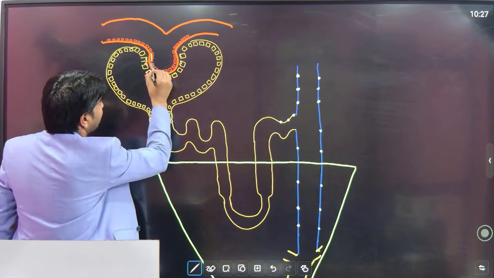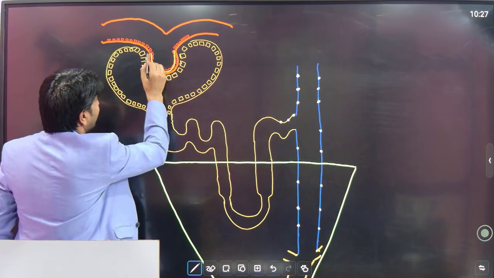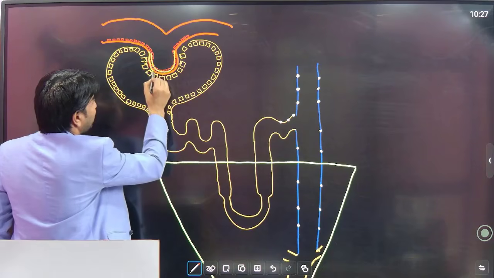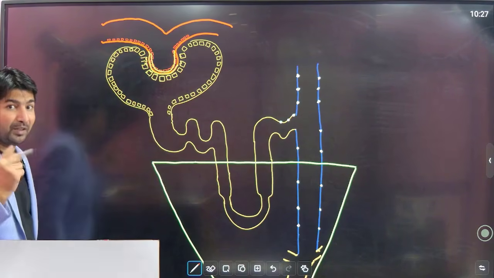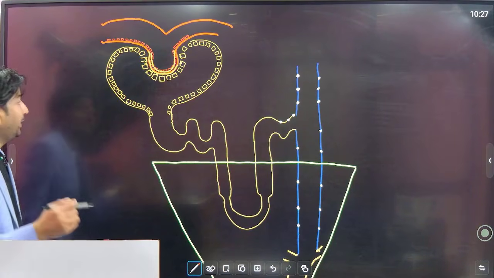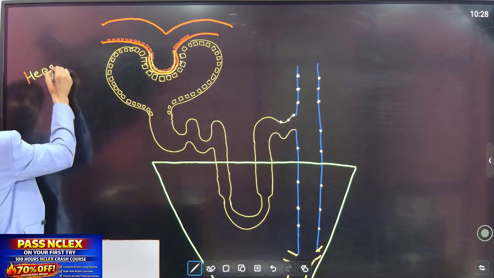First, this cell, which is called an endothelial cell. Secondly, this structure is known as the basement membrane, which forms a thin, specialized layer. On top of this basement membrane, there is a particular substance called heparan sulfate.